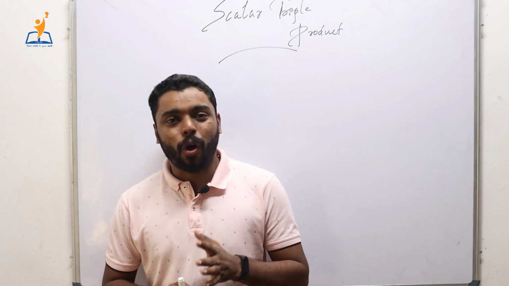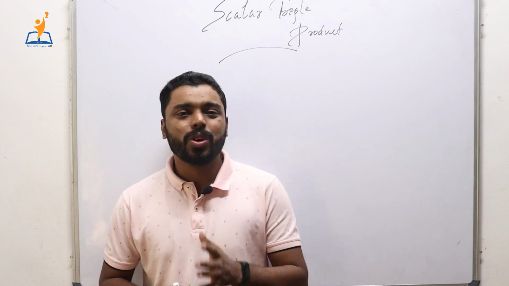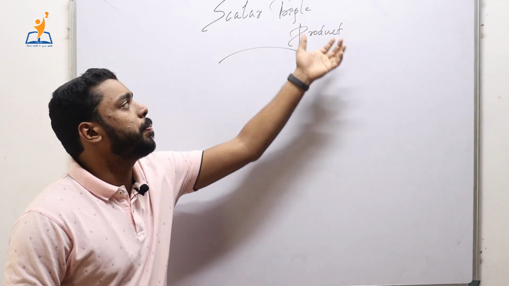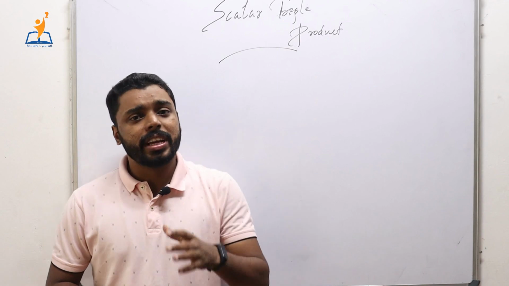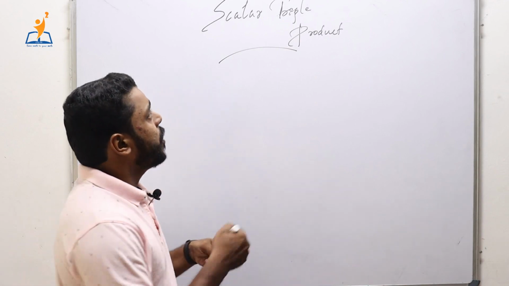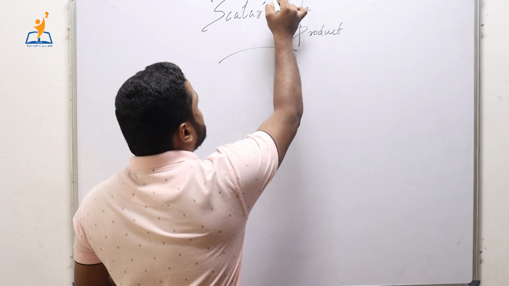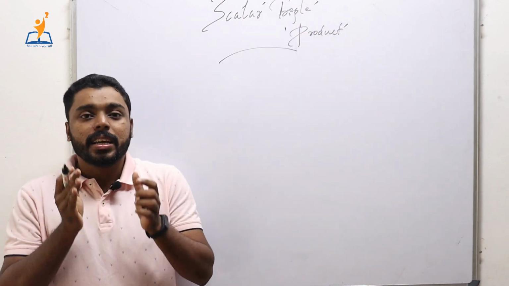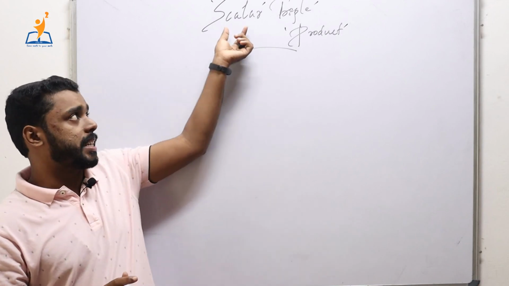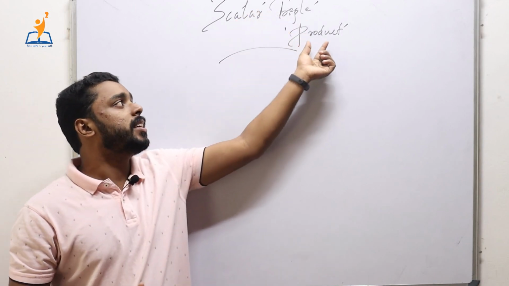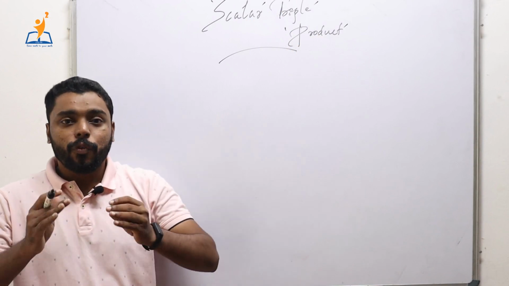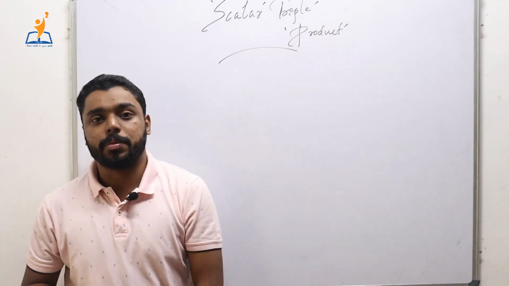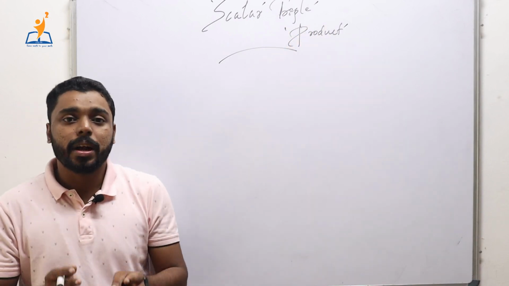In this class we are going to start a new section, and the name of the section is scalar triple product. From the name itself it suggests something. We have a scalar here, a triple here and a product here. So this section deals with a scalar, a triple quantity and a product, and we are going to discuss something related to all these three terms, and that is the scalar triple product.